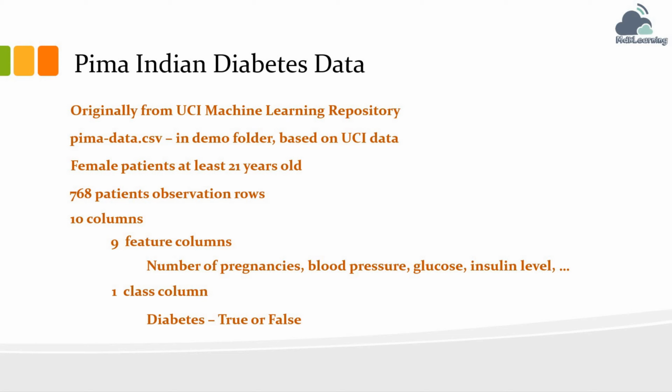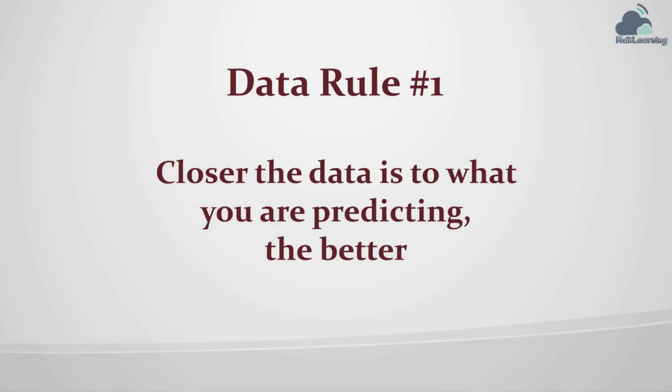The data in the CSV is not perfect, and as such will illustrate data rule number 1. The closer the data is to what you are predicting, the better. This may sound obvious, but it's true. Having a single field saying this patient has diabetes or not is great. In a lot of cases, you don't have what you are trying to predict so clearly defined in the source data. Rather, you have to infer it by combining columns from multiple sources, and each combination brings up a potential area of misinterpretation or otherwise coming to the wrong conclusion.